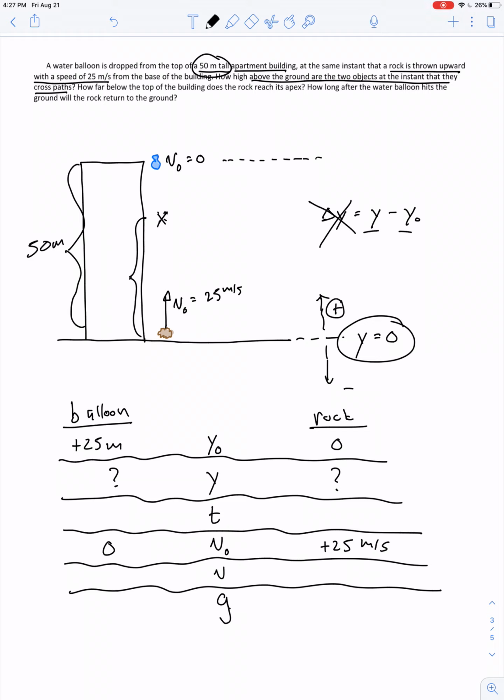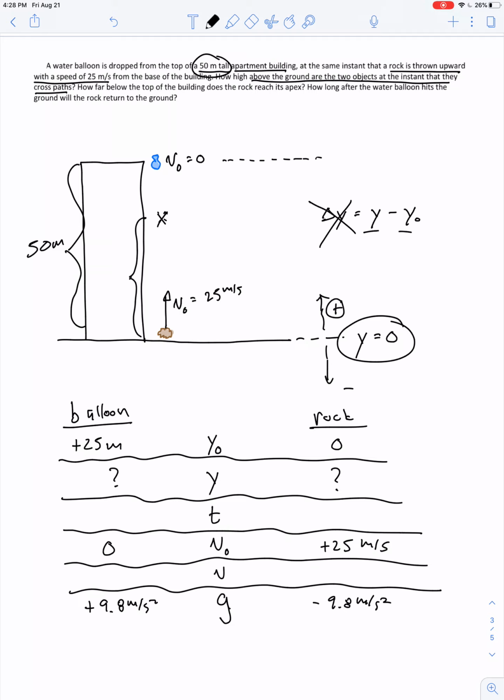And for, well, let's see, the acceleration due to gravity for the balloon. Well, the balloon travels downward, and it's going to speed up as it travels downward. So its acceleration must be positive 9.8 meters per second squared. But the rock is going to slow down as it rises, so its acceleration is negative 9.8 meters per second squared. Did you catch my mistake?